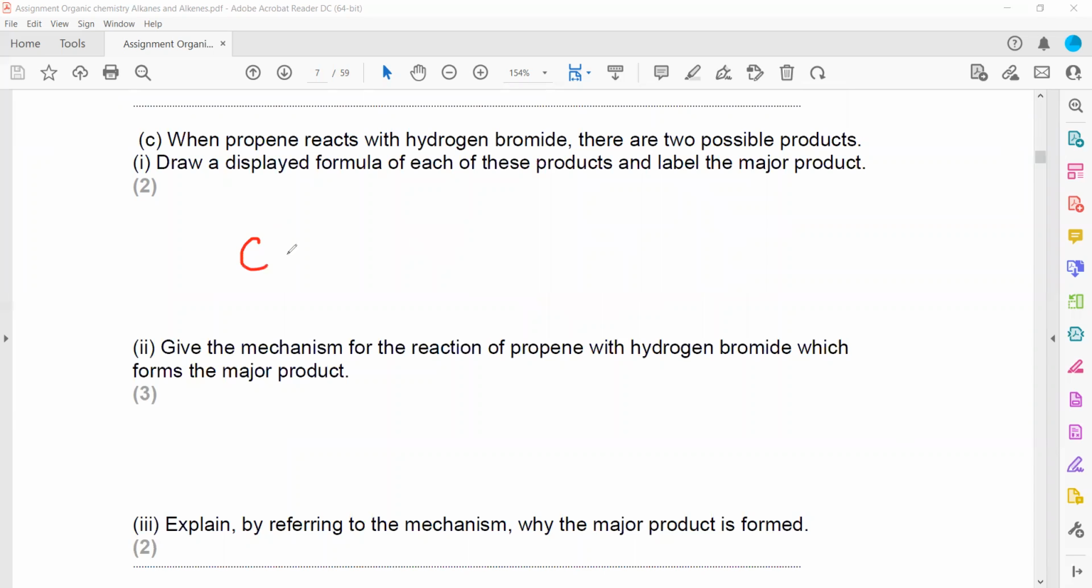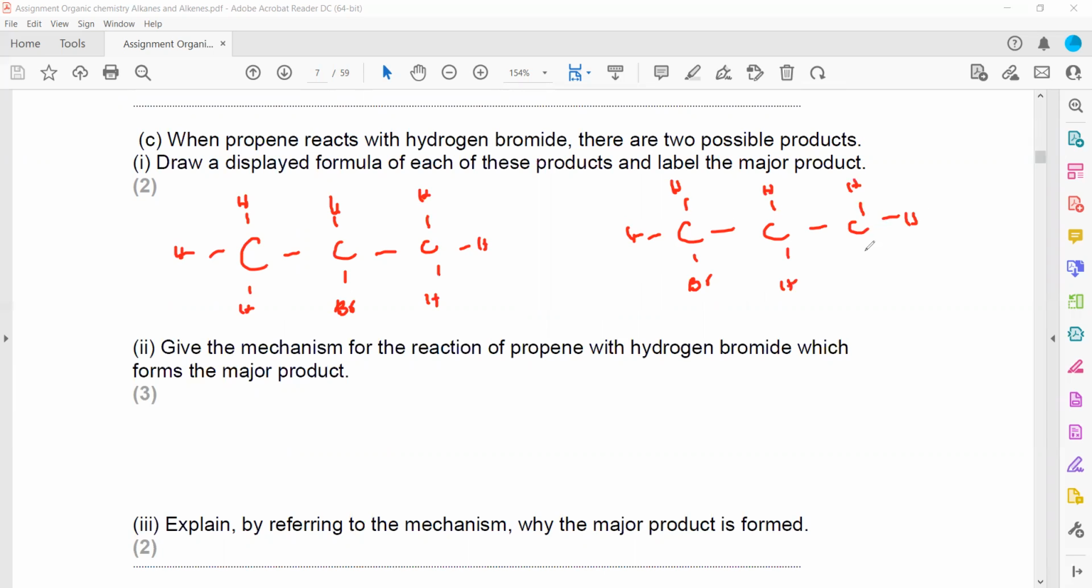If hydrogen attaches to the first carbon, the double bond will break and bromine attaches to the second, so it will be 2-bromopropane. And if hydrogen attaches to the second and bromine to the first, then it will be 1-bromopropane. Now, which one will be the major product? How do we identify which is the major product?